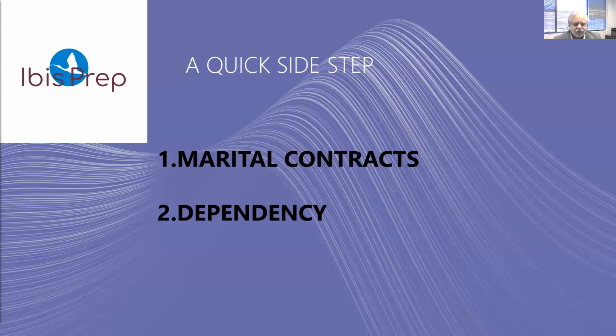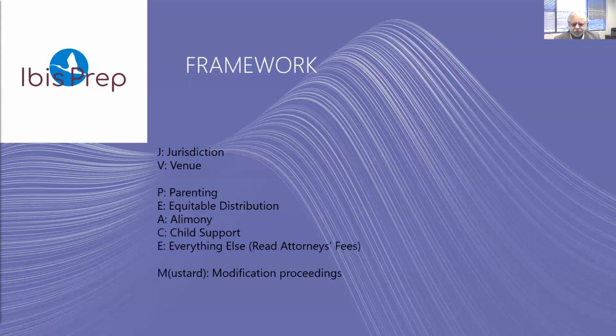Now, dependency is governed by Chapter 39. It's a quasi-criminal and civil action, and it's governed by Book 8 of the Rules of Procedure. They have tested on dependency, and we will prepare additional materials and outlines on dependency so you can recognize it, but it is outside of the scope of what we're talking about today.